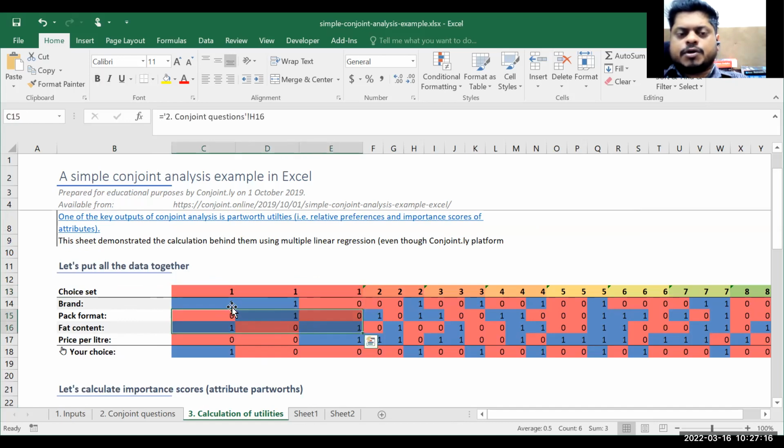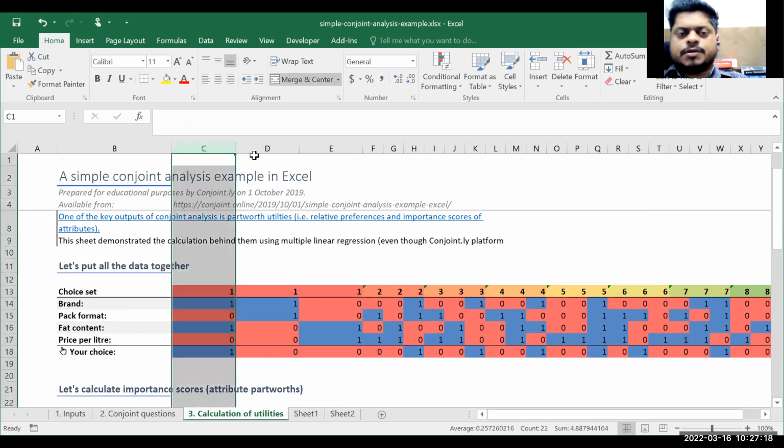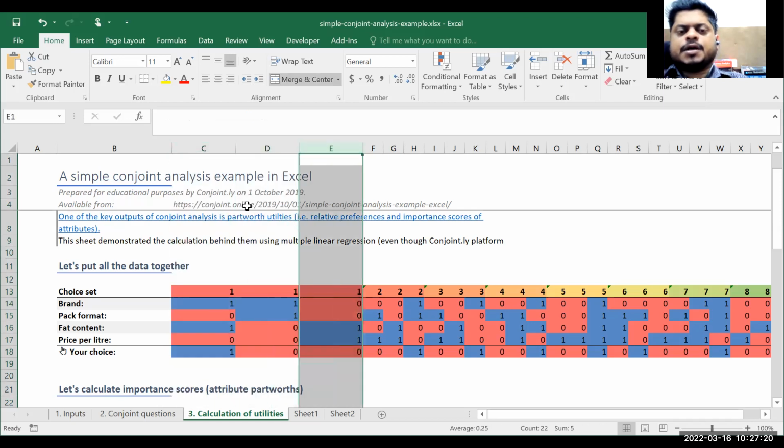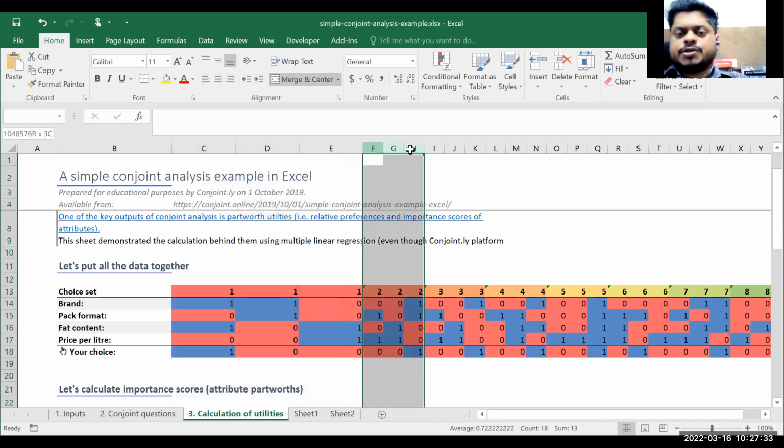Choice set one is this product one, this is product two, product three. Out of these three products, the choice was for product A, right? So this is where your choice was put here as one, and 0 0 here. Similarly, for choice set two, product C was chosen. So 0 0 in products A and B, 1 in product C, right? Similarly, all those 10 choices.